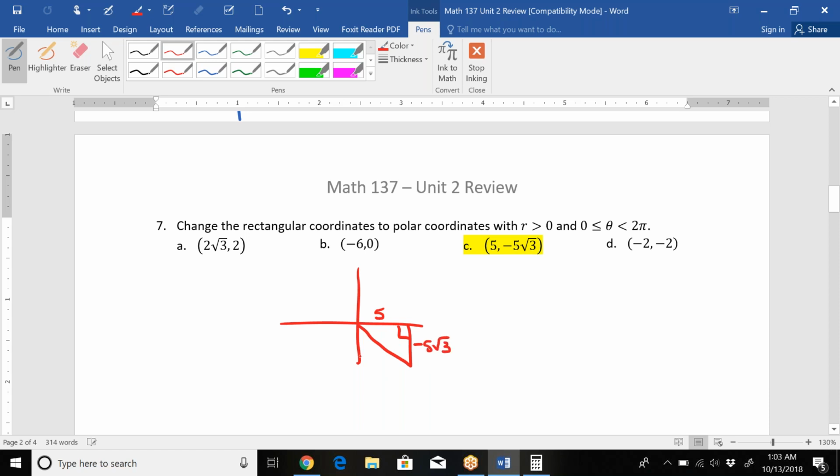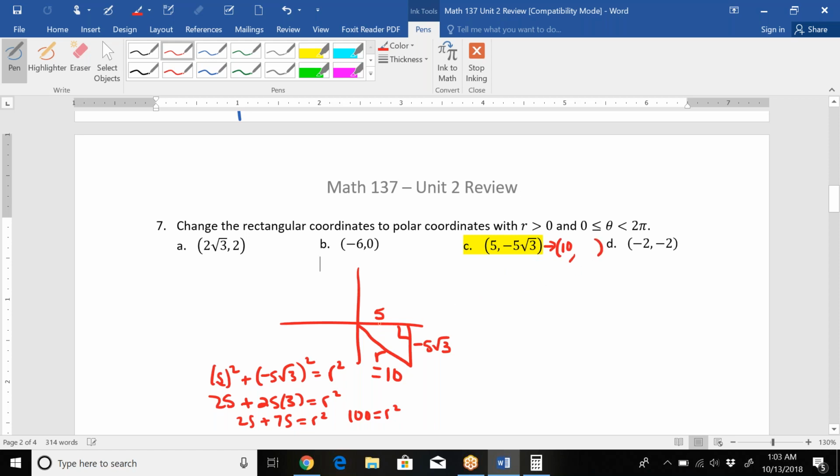And we can use the Pythagorean theorem. So x squared plus y squared equals r squared to find r. That's 25 plus 25 times 3, because you have to square both parts of that. That's 25 plus 75, so that's 100 equals r squared, so r equals 10. So that means my r is 10, so this is going to transform into the point 10 comma something. Now, we already kind of know what this is just based off the picture we've drawn.